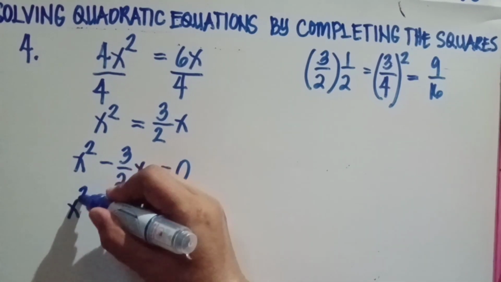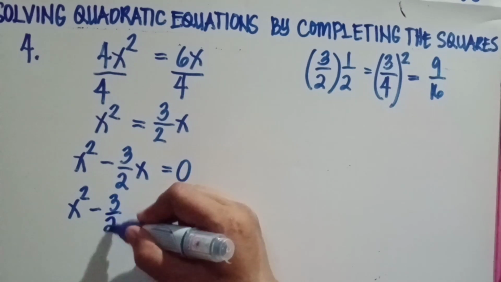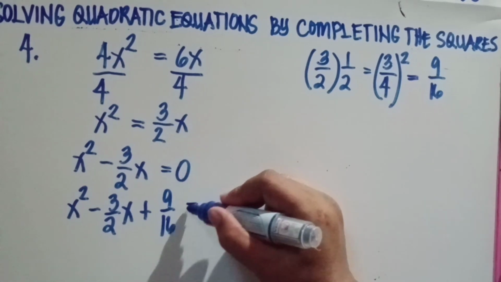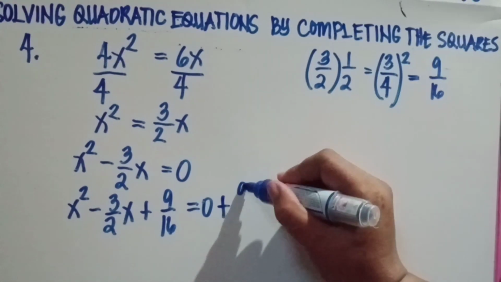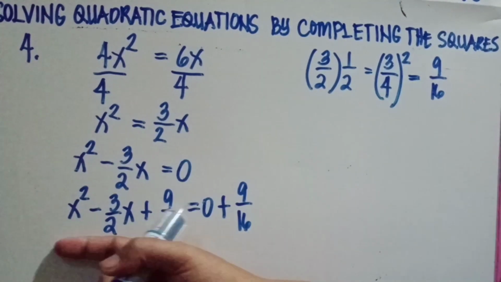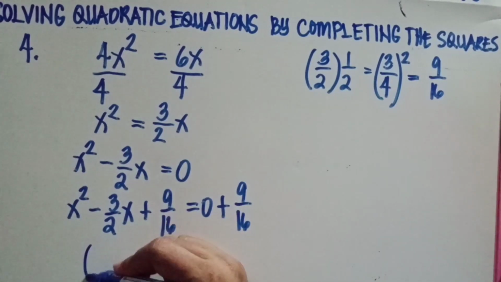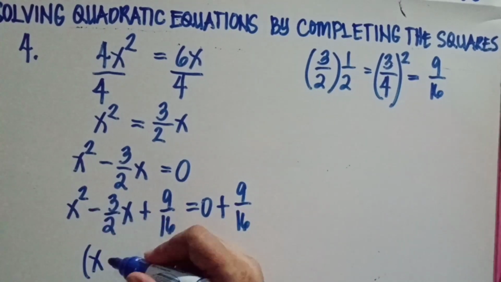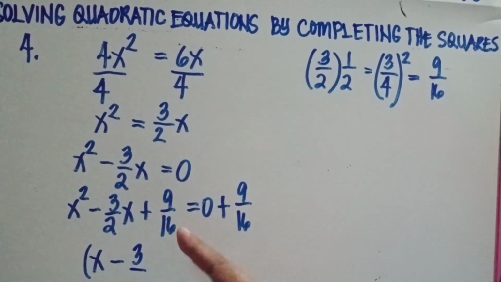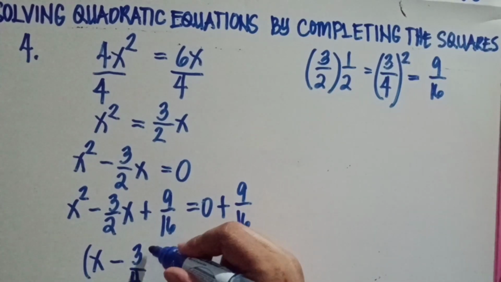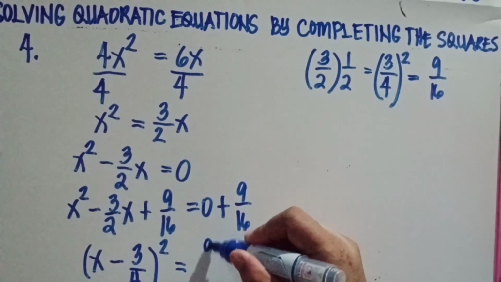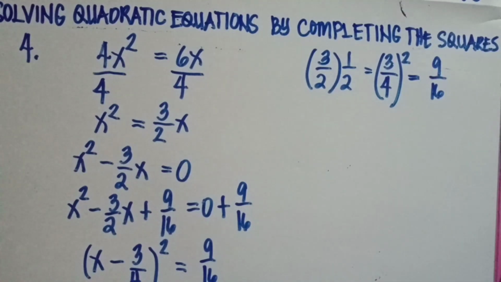We have now x² − (3/2)x + 9/16, then this is equal to 0 + 9/16. Then we have here, again, a perfect square trinomial. So, get the square root of the first term, x, then minus square root of 9 is 3 over the square root of 16, which is 4. Then raise this to the second power. Then 0 + 9/16 is 9/16.